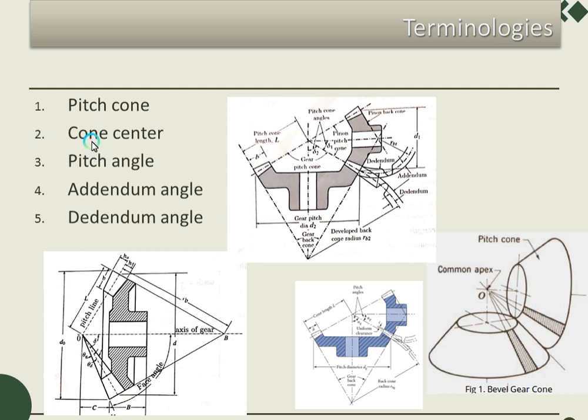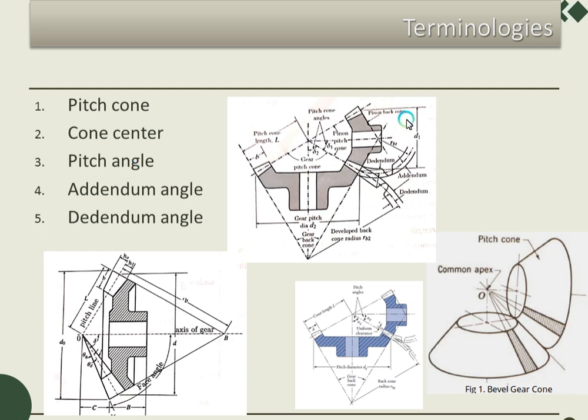And similarly, cone center. Cone center is the point where the pitch cones coincide, or the pitch lines coincide. As you can see in this case, the axis of each tooth coincides with this one single point. That point we call the cone center. And the third term is pitch angle.